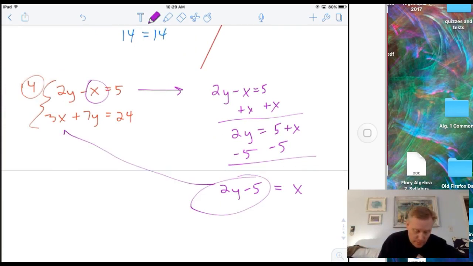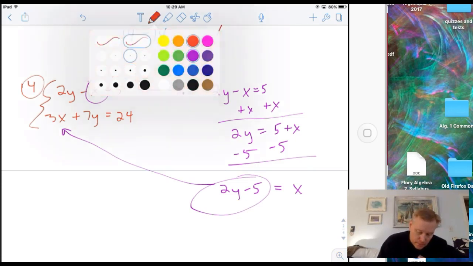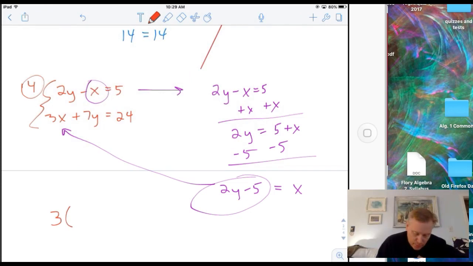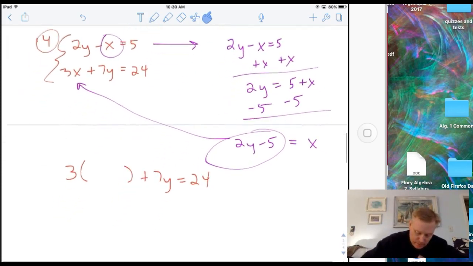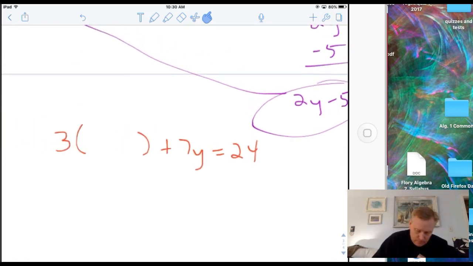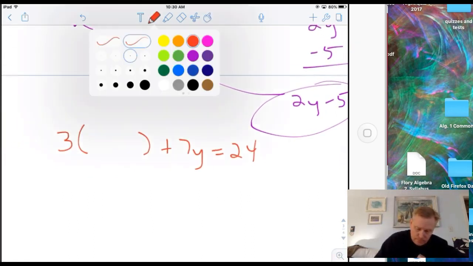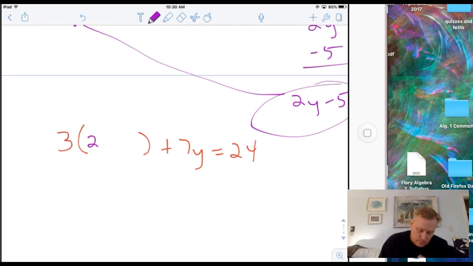This will go in for x up here. So if I write this other equation with blank parentheses, 3 times blank parentheses plus 7y equals 24, in the blank parentheses goes my 2y minus 5. And now I'm going to solve it. Distributive property. Notice how I use parentheses there, very important. You'll get the wrong answer every time if you don't use parentheses anytime you're substituting in.